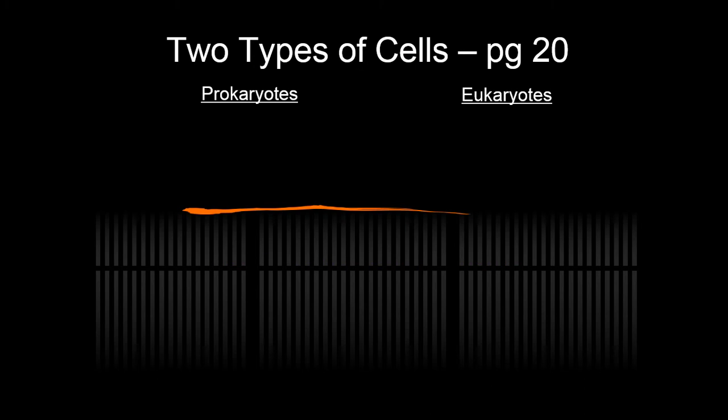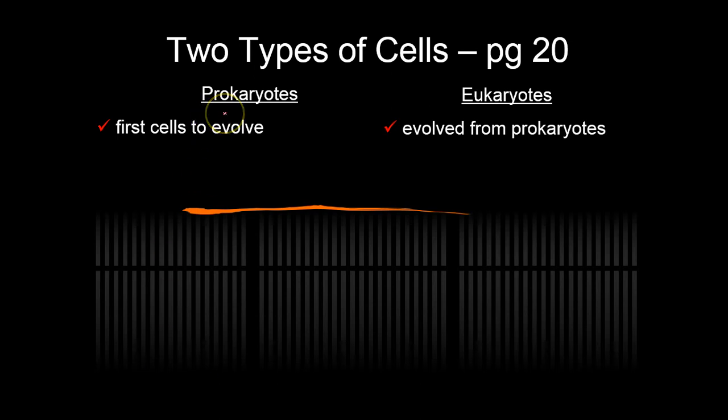There are two main types of cells. Cells can either be classified as prokaryotes or eukaryotes. Prokaryotes were the first cells to evolve, and eukaryotes came from those prokaryotes. So since prokaryotes were first to evolve, you can imagine that they're probably a little simpler. Prokaryotes don't have any nucleus. This is still a type of cell, but it doesn't have a nucleus to contain its DNA.